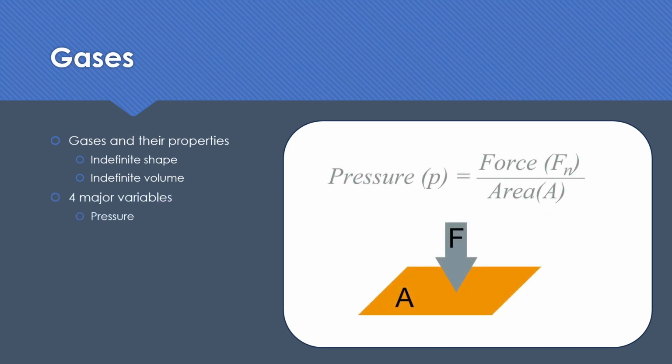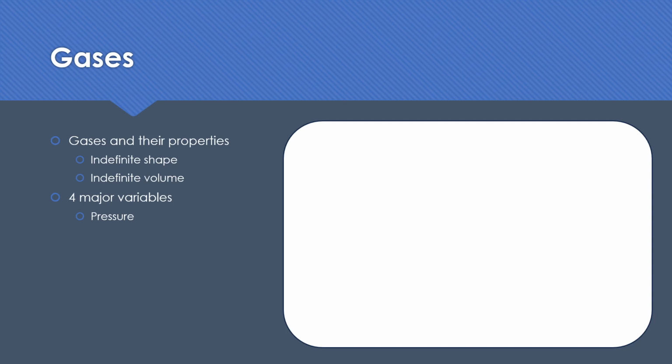The first is pressure. Pressure is simply force over an area. You don't really need to worry about that too much, but one of the major variables we're talking about is pressure. And there are a lot of different measurements and units for pressure, but the one that you're most likely to encounter is millimeters of mercury.